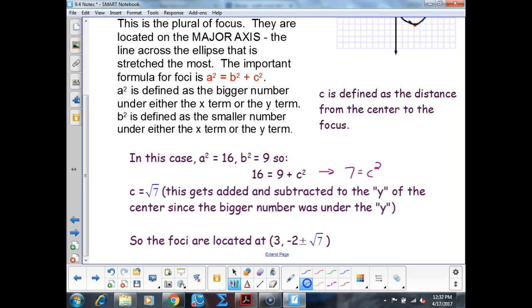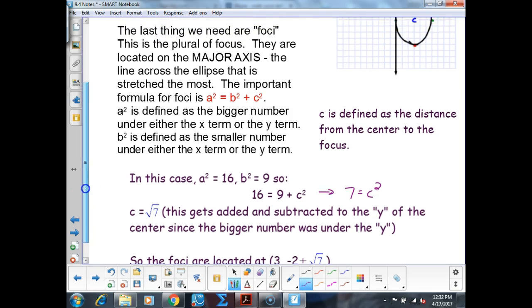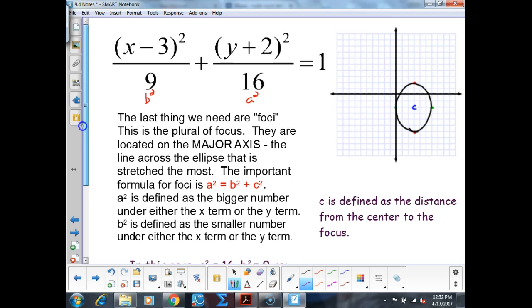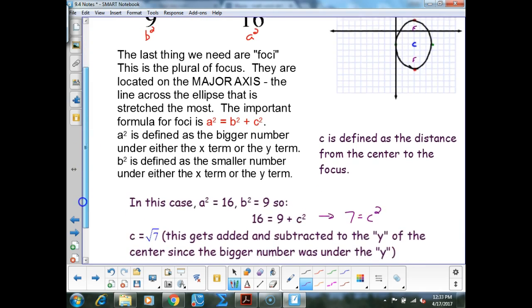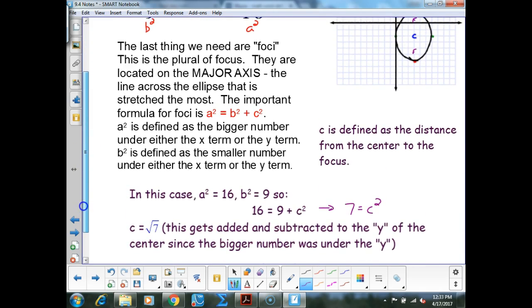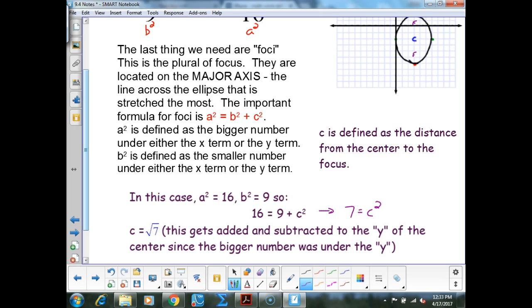So on my graph, the square root of 7 is what? A little bit bigger than 2, not quite 3, right? So I'm going to go up 1, 2. Right there would be a focus. Right there would be a focus. Okay? So I would put those two on my graph also.